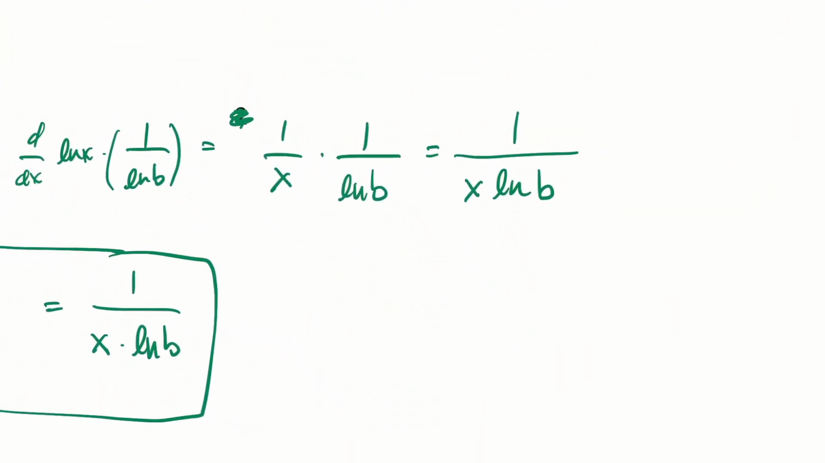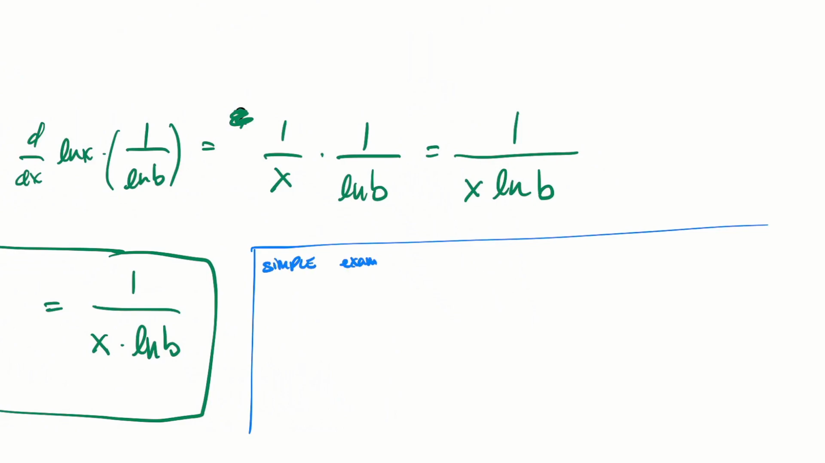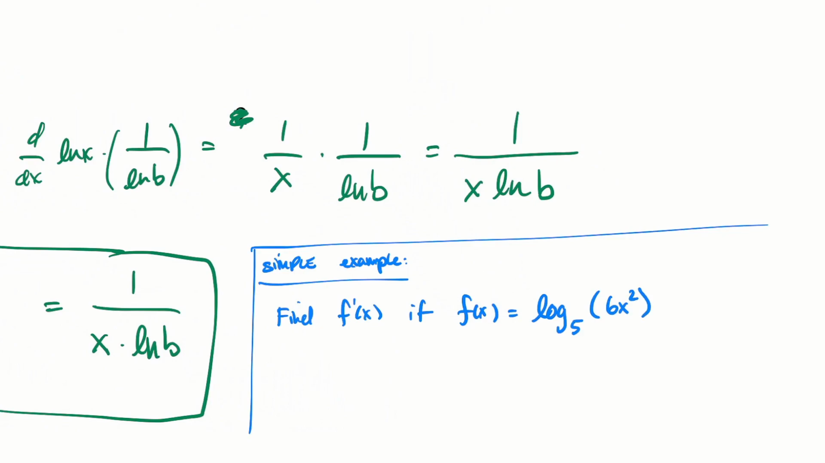So, for a simple example, maybe we'll do this. Find f prime of x if f of x equals log base 5 of 6x squared. Okay, so again, we have a chain rule here, an inner function. So the derivative is going to be 1 over what's inside that interior function, 1 over 6x squared, times the natural log of 5.